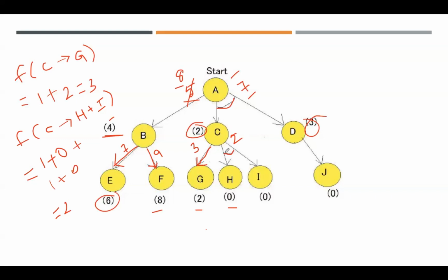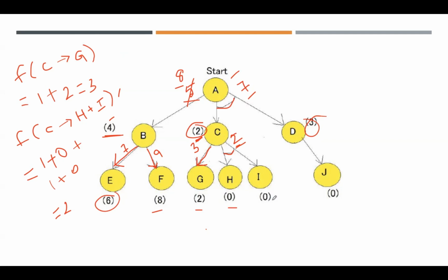In this case, we need to select this path, f of C to H and I, because this is having minimum cost compared to the other path. This is 3 and this is 2. As it has the minimum cost path, you can also see there is no change in heuristic. Here this value is 2, and the value here is also 2. The heuristics of H and I are zeros. So you can see the values are 0.